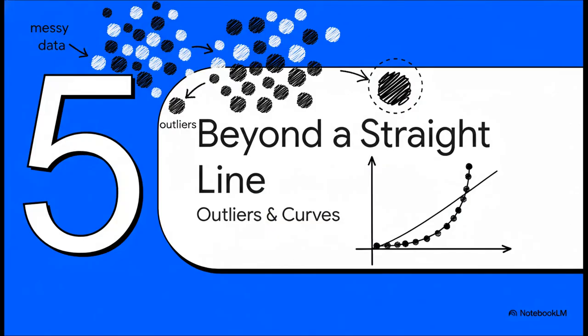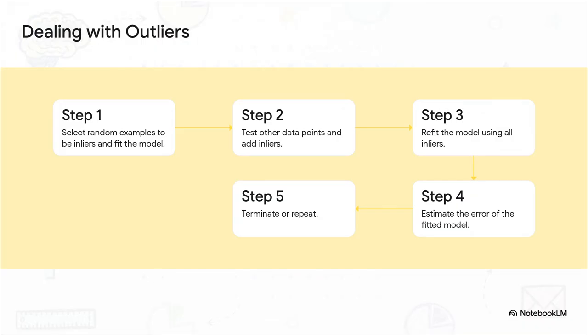Now, a straight line is a great start, but real-world data is messy. It's never that clean. You'll always have outliers, those weird data points that just don't fit in. And sometimes the relationship between two things just isn't a straight line to begin with, so we need some fancier tools. One really clever way to deal with outliers is an algorithm called RANSAC. It's short for Random Sample Consensus.